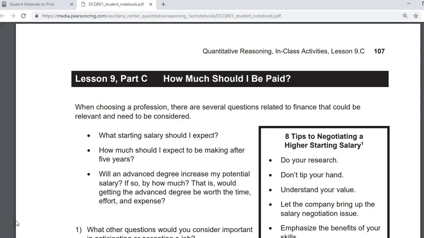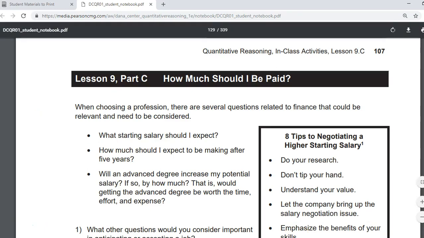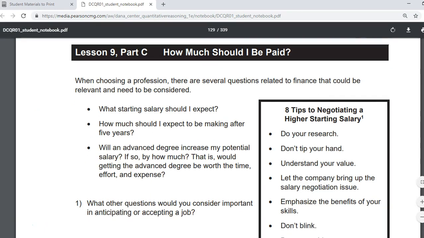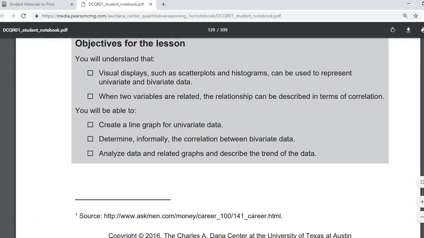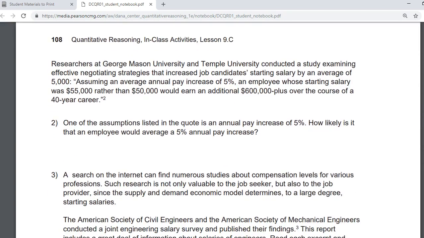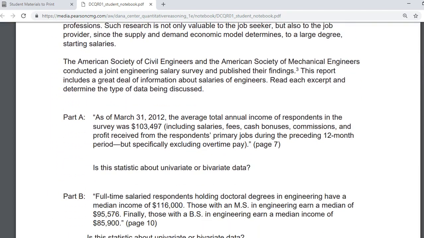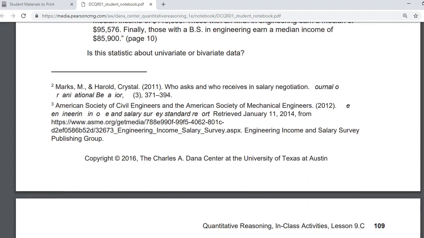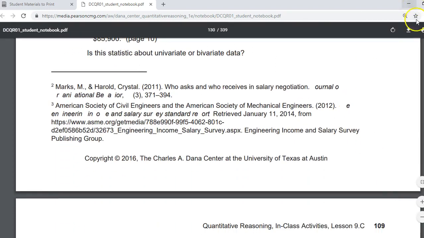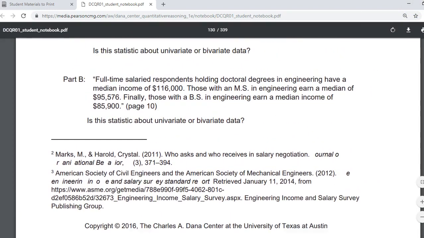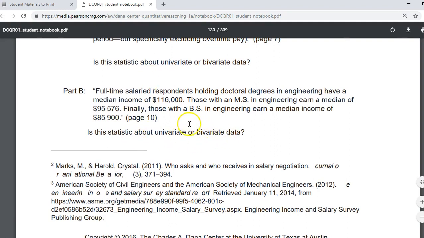Moving on to lesson 9C. I'm going to just scroll through lots of good information about life and jobs and degrees, but I want to scroll down to a couple of parts. Like right here, when it asks, is this statistic univariate or bivariate?